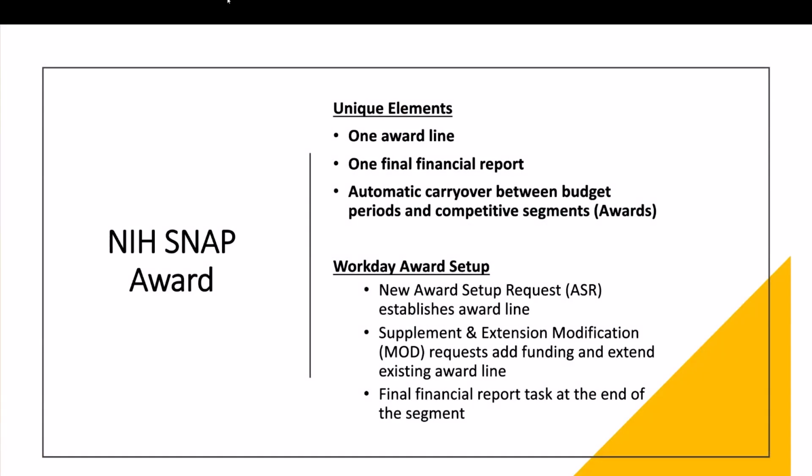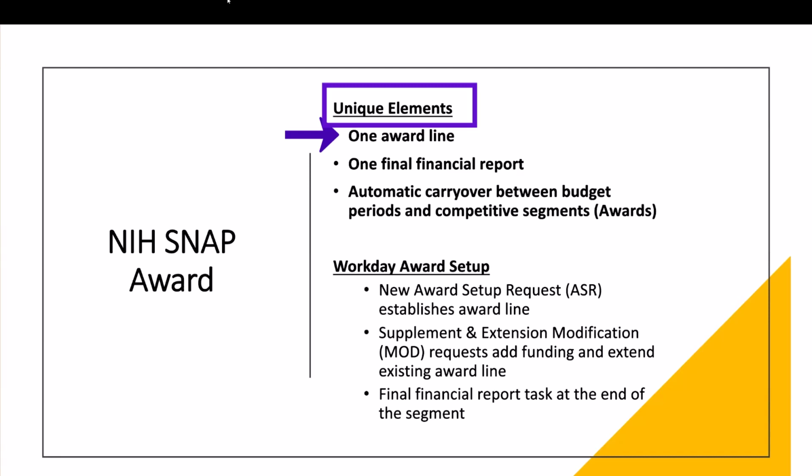So starting with NIH SNAP Award. It's pretty common as well as pretty straightforward. The unique element is that we only require one award line, and that's because we can commingle award authorizations as well as expenditures across multiple budget periods.